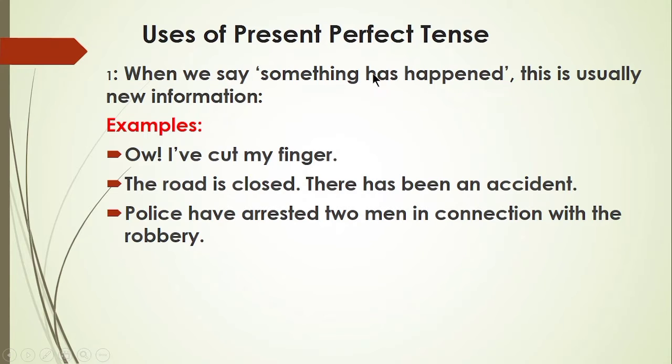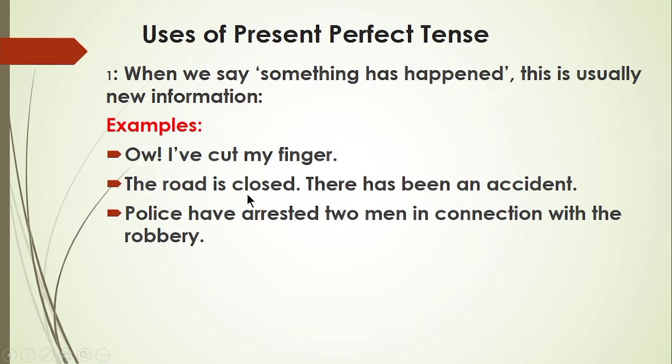When we say something has happened, this is usually new information. So when something happens and it's new information, we use present perfect tense. For example, oh, I have cut my finger. So now it's something new that I've cut my finger. It's new information, so we use present perfect tense.